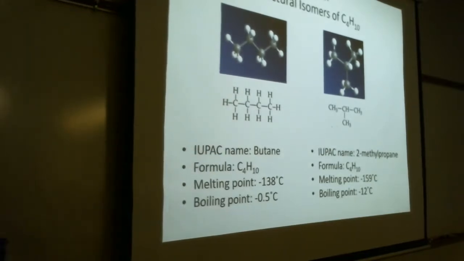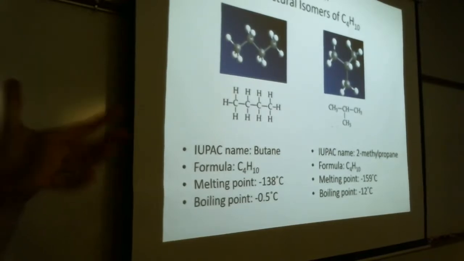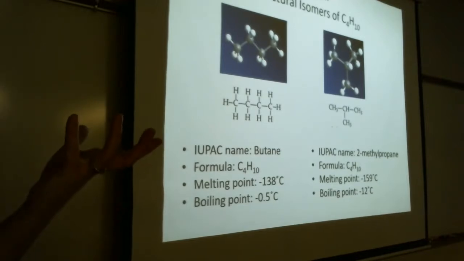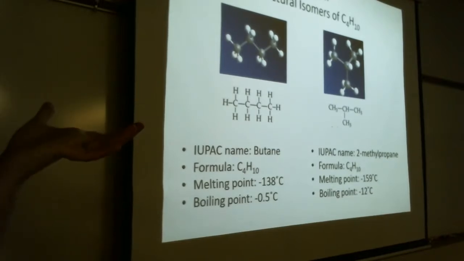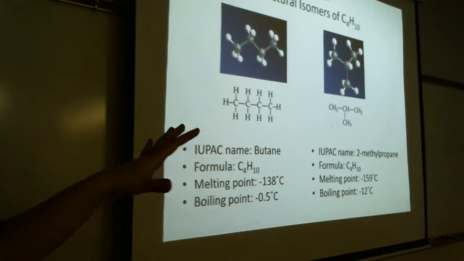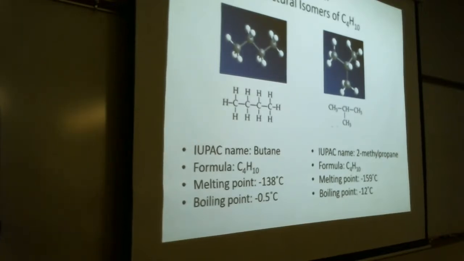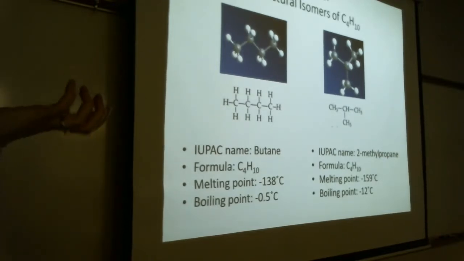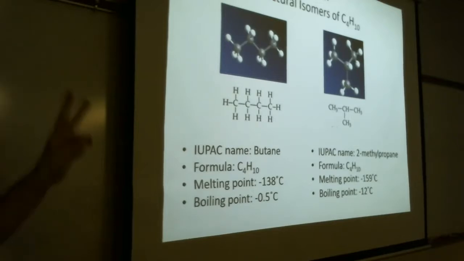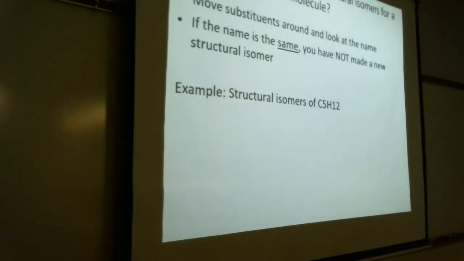So those will be called structural isomers. Same formula, different name. So those are the criteria you always have to ask yourself. First, you got to count all your carbons, count all your hydrogens, make sure they have the same formula. Because what if they have different formulas? If they have different formulas, then they can't be isomers, right? They would just be unrelated. If one was C4H10 and one was C4H9, those are unrelated compounds, right? They have to have the same formula, different name to be structural isomers.